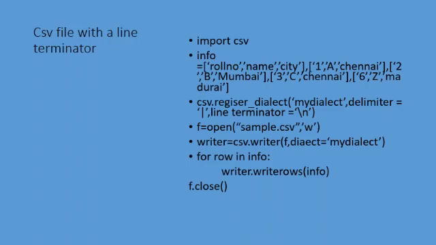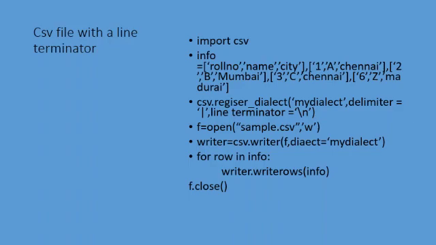CSV file with a line terminator, \n. That's all. Next, f is equal to open sample.csv comma write mode. The same thing we discussed previously: the open function will create a new file in write mode, and it is stored in f.